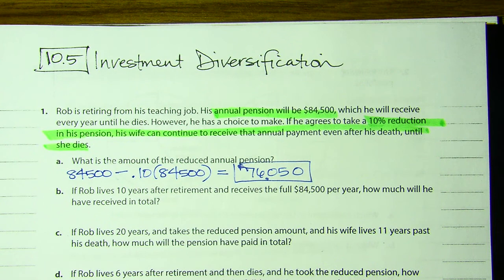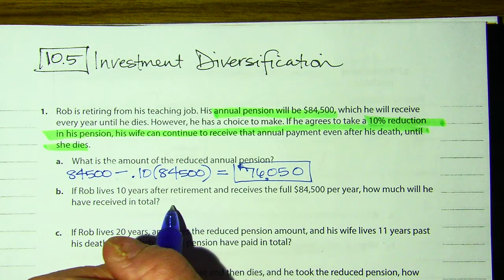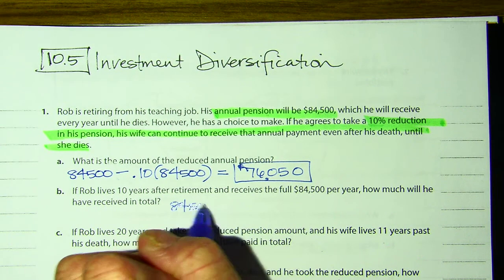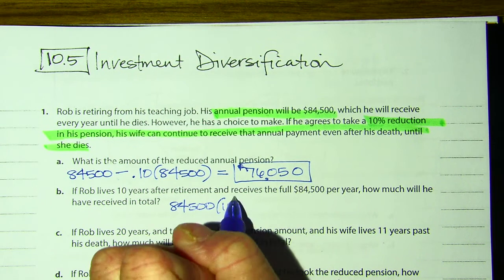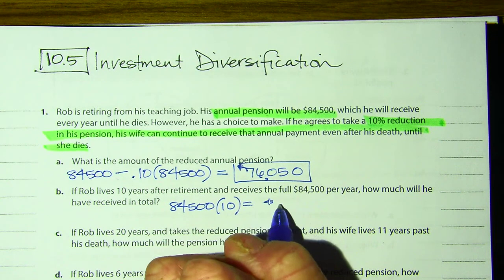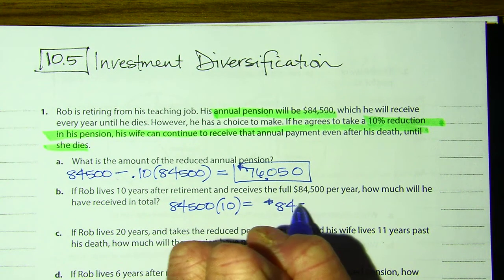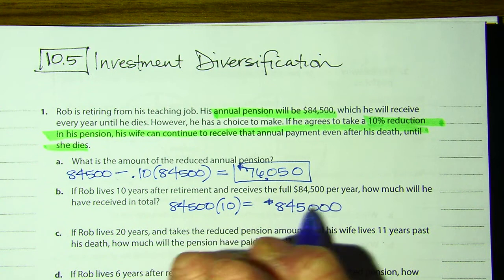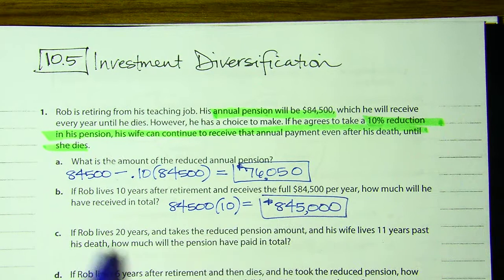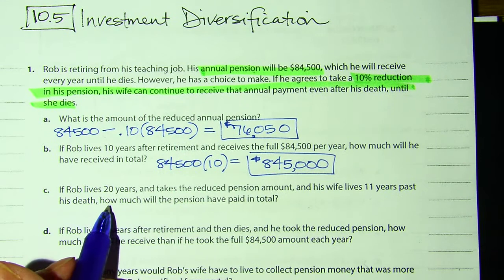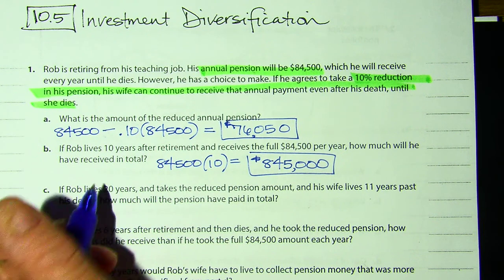If he lives 10 years after retirement and receives the full, how much will he have received in total? So 84,500 times 10 years would mean that he would receive in full $845,000.